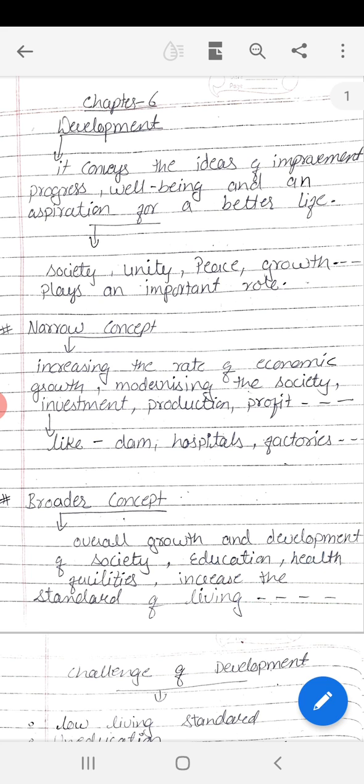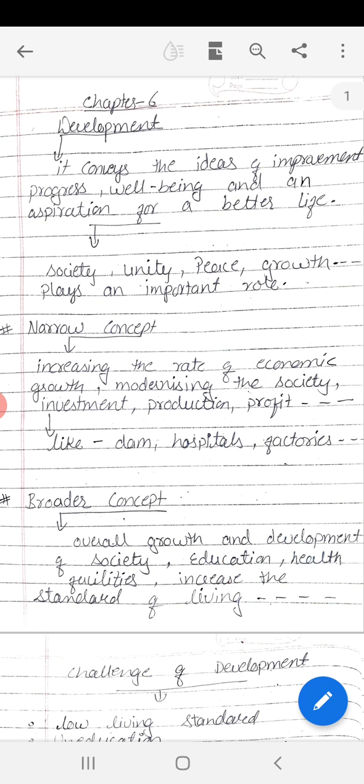Development conveys the idea of improvement, progress, well being, and an aspiration for a better life, to articulate a vision for the society as a whole, and various methods to achieve it. Through this, both governmental and non-governmental programs are responsible for growth and development.